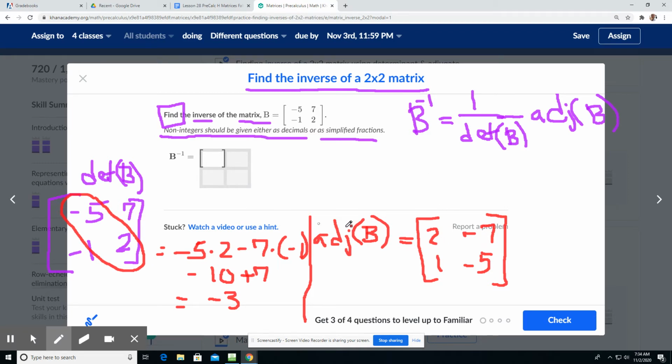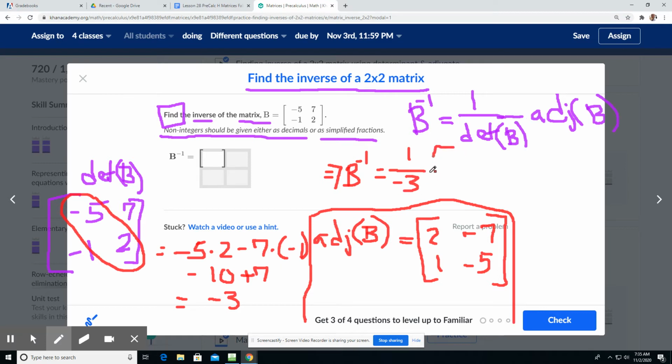So we'll multiply that by 1 over -3, and that should give us the inverse of the matrix. Let's do our final answer right here. B inverse is going to be equal to 1 over -3. It's the reciprocal of -3, which is 1 over -3. And the adjugate is 2, -7, 1, and -5. And then we want to simplify. We don't want to have our scalar floating out here.